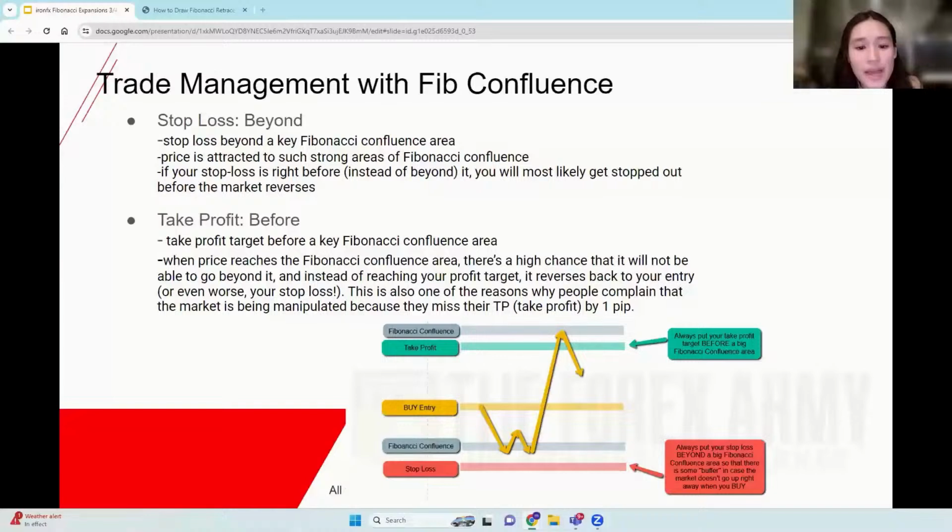And for your take profit, rule of thumb is to place your take profit before your key Fibonacci confluence area. Again, the reason for this is because when price reaches the Fibonacci confluence area, there is a high chance that it won't be able to go beyond it. So instead of reaching your profit target, it reverses back to your entry, or even worse, your stop loss. So that's one of the reasons why people complain that the market might be manipulated, because they miss their take profit by 1 pip.